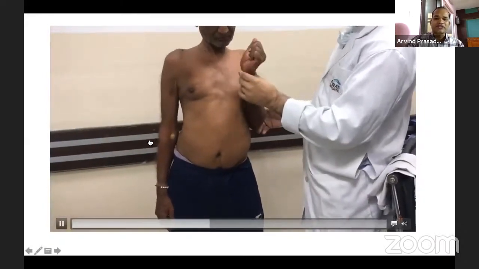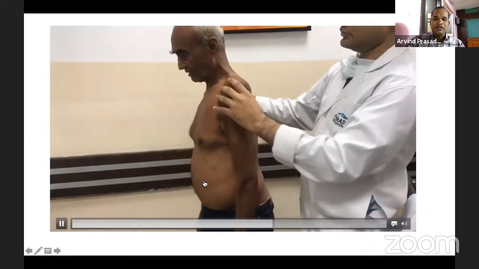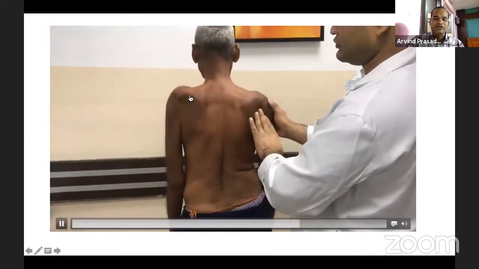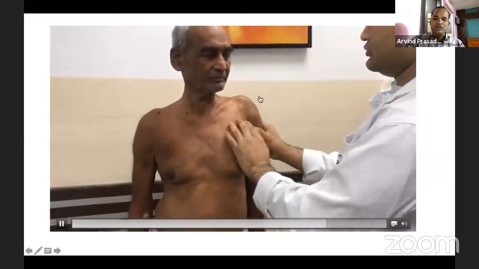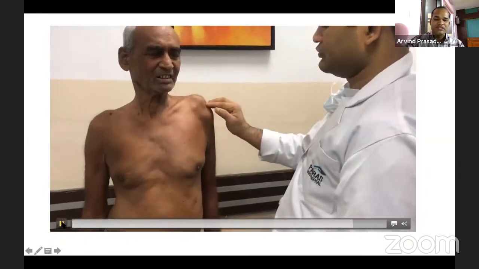You can see the flexion and extension was not possible here. And then the back examination was done. There was full mark atrophy of the infraspinatus fossa, supraspinatus. The whole deltoid was atrophied, and the shoulder was getting subluxated.